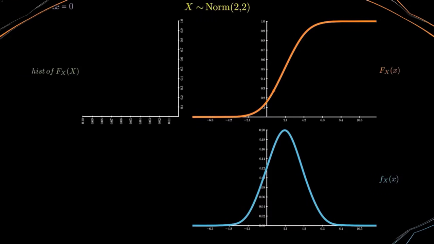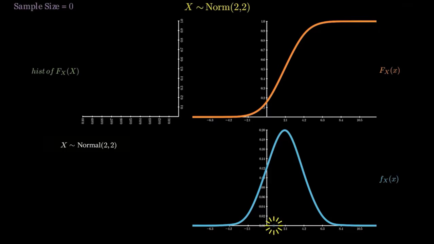In each plot, in the bottom right in blue is a PDF, and right above it in orange is the corresponding CDF. Let's see it in action. Let's sample a random variable x from the normal 2-2 PDF. And then let's form another random variable y by plugging x into its own CDF.